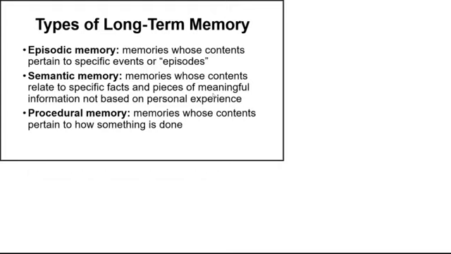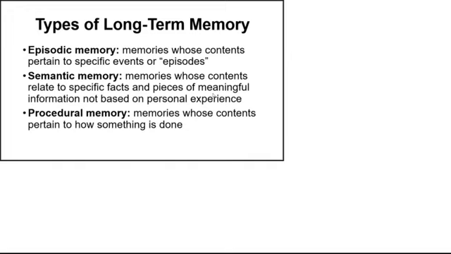And so for our two types here, we have episodic memory, which we've already talked a little bit about as it pertained to our working memory. Episodic is just episodes or events, specifically within our own lives. So these are memories whose contents pertain to specific events or episodes in your own life. So maybe you remember going on a trip when you were younger. That is something that happened to you, so that is episodic memory.